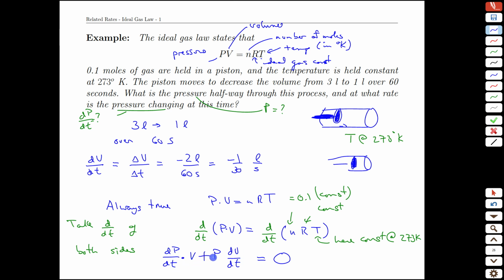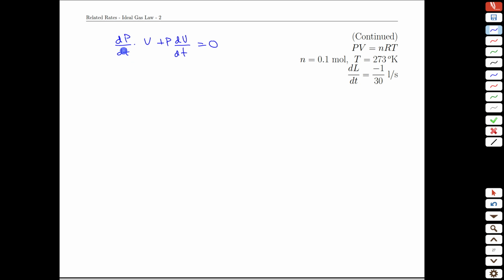And with that, we can see the related rates of dV/dt, which we know, and the rate of pressure change over time, which is what we want. We'll continue this on the next page. So our goal was to determine the rate of change of pressure, which would be bringing the stuff over to the other side, negative P dV/dt, and then we divide through by volume. That would be our relationship.